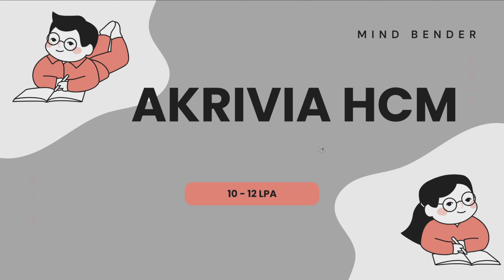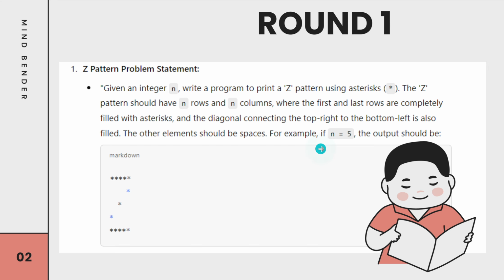So now let us go into the topic. Round 1. In round 1 they have given this problem statement, that is the print Z problem. The input is given as n = 5. Now your task is to print a Z pattern using stars.